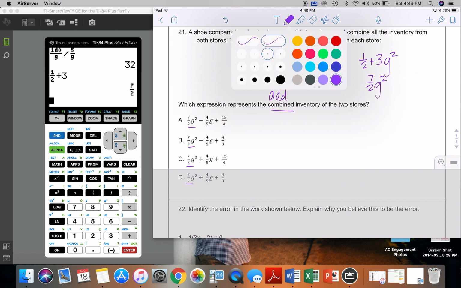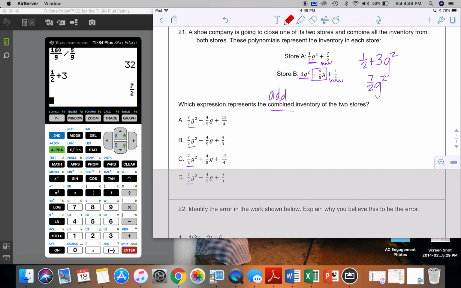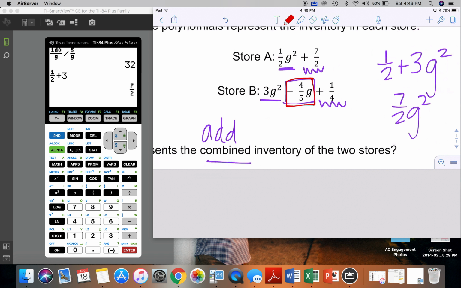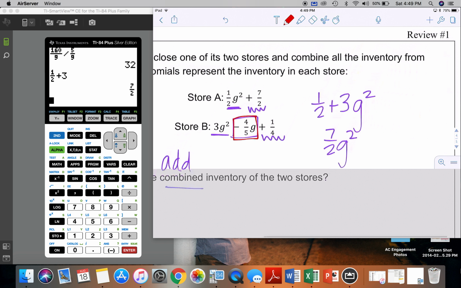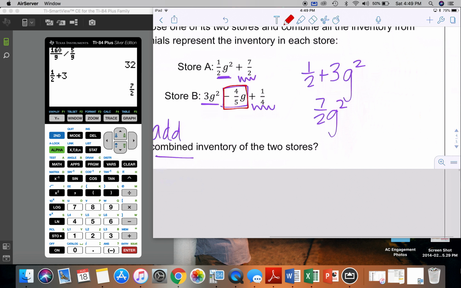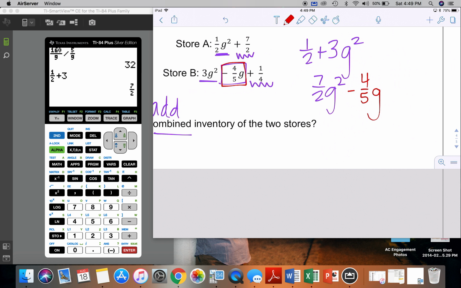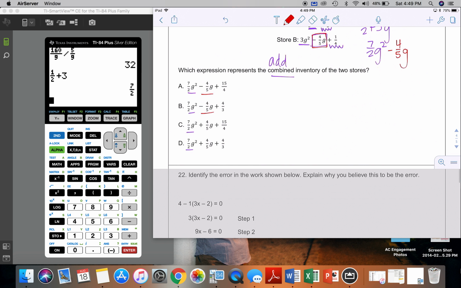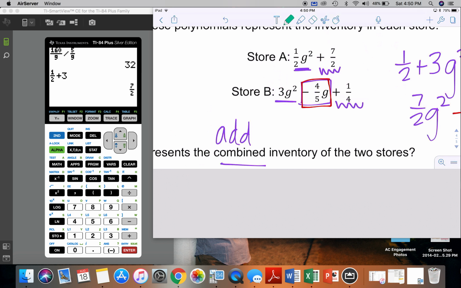So next, I look at my g's, and I have -4/5. Notice that's the only g I have, and so I can't change that at all. There's nothing that will change those g's. So I'm looking for -4/5 g's, which I have on A and B, but do not have on C and D. So there's no way C or D could be my answer. And then for my numbers, I have 7/2 and 1/4.